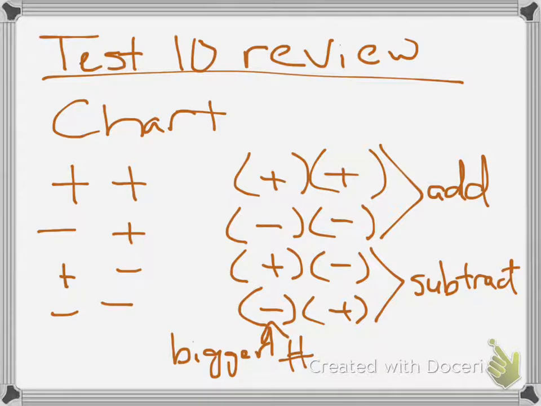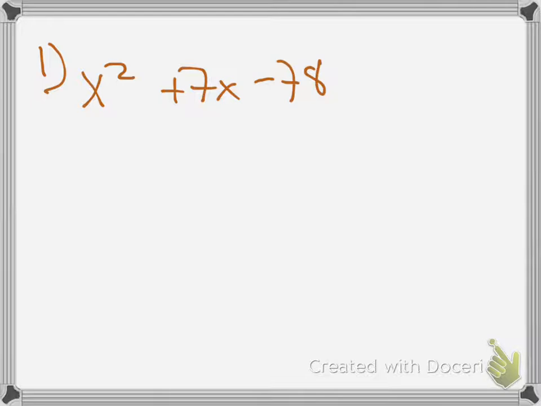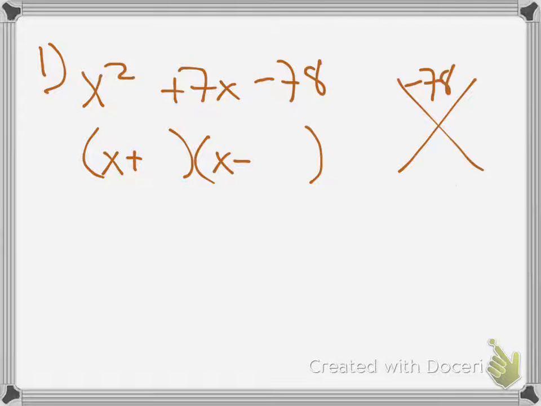Anyways, let's look at the first question here. Number 1, we've got x squared plus 7x minus 78. That means we're going to have a plus minus situation, which means I'm going to subtract. I'm going to put the negative 78 on top and the 7 on the bottom. I am looking for two numbers that will multiply to give me 78, but subtract to give me 7. So I start off with 1 and 78.